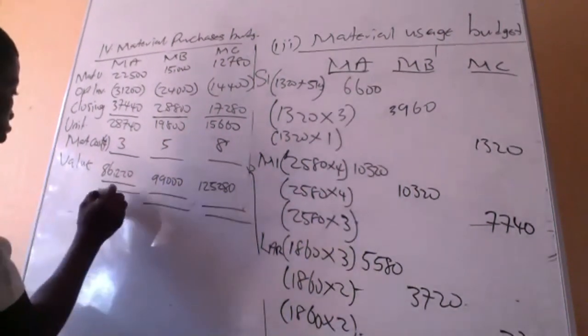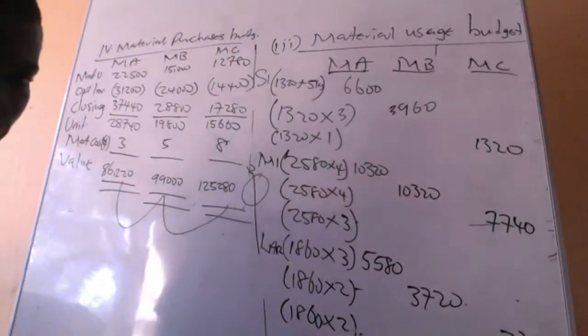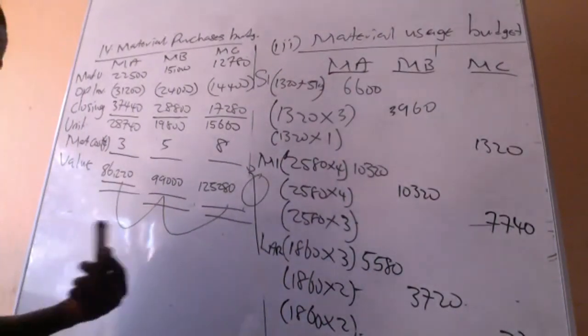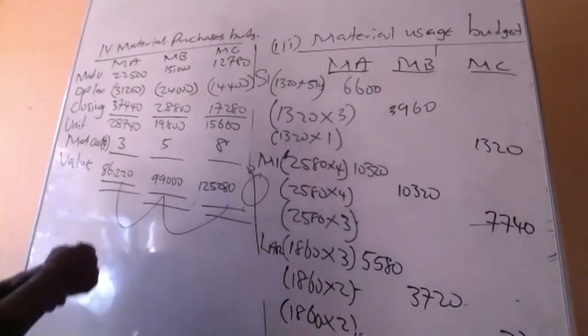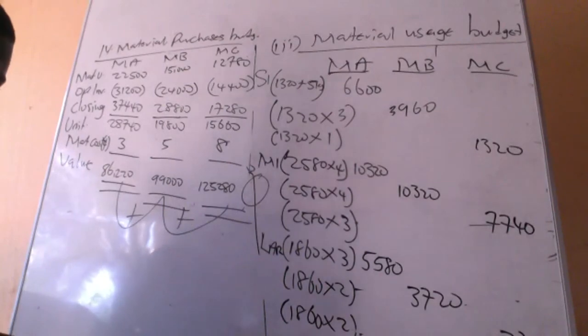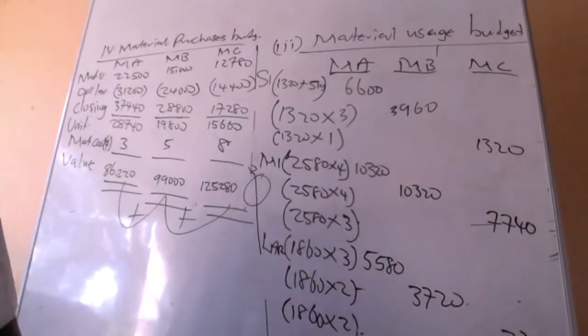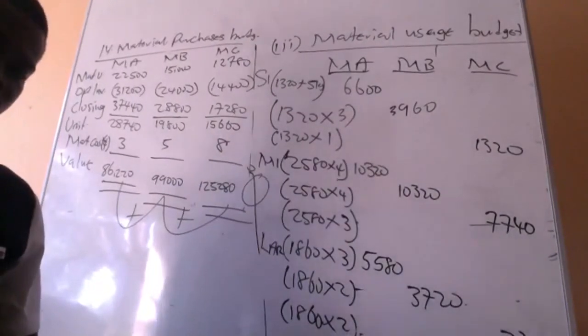Then you get the overall total. Add these answers together and get the overall total. So that's the material purchases, the total cost of the material they should go and buy. Putting this together, that is it. I hope you get it. And the same applies to labor, and the same applies to overheads.